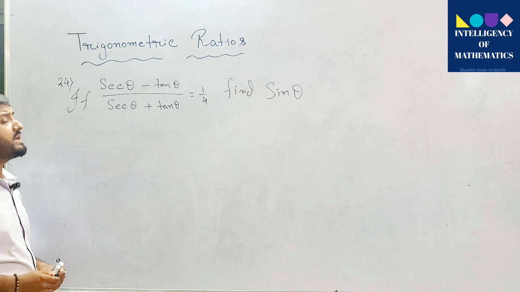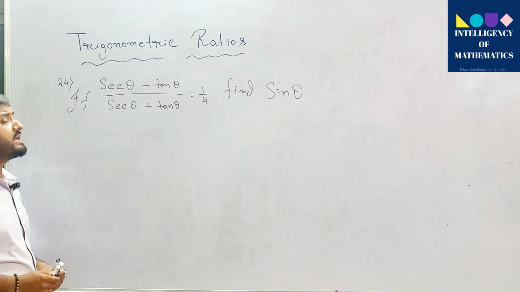So in this video, we are going to do another part of the same chapter, trigonometric ratios. Here we are discussing sum number 24 of the same chapter. It is told that if this expression's value is 1 by 4, we have to find the value of sine theta. There are many ways of doing it.